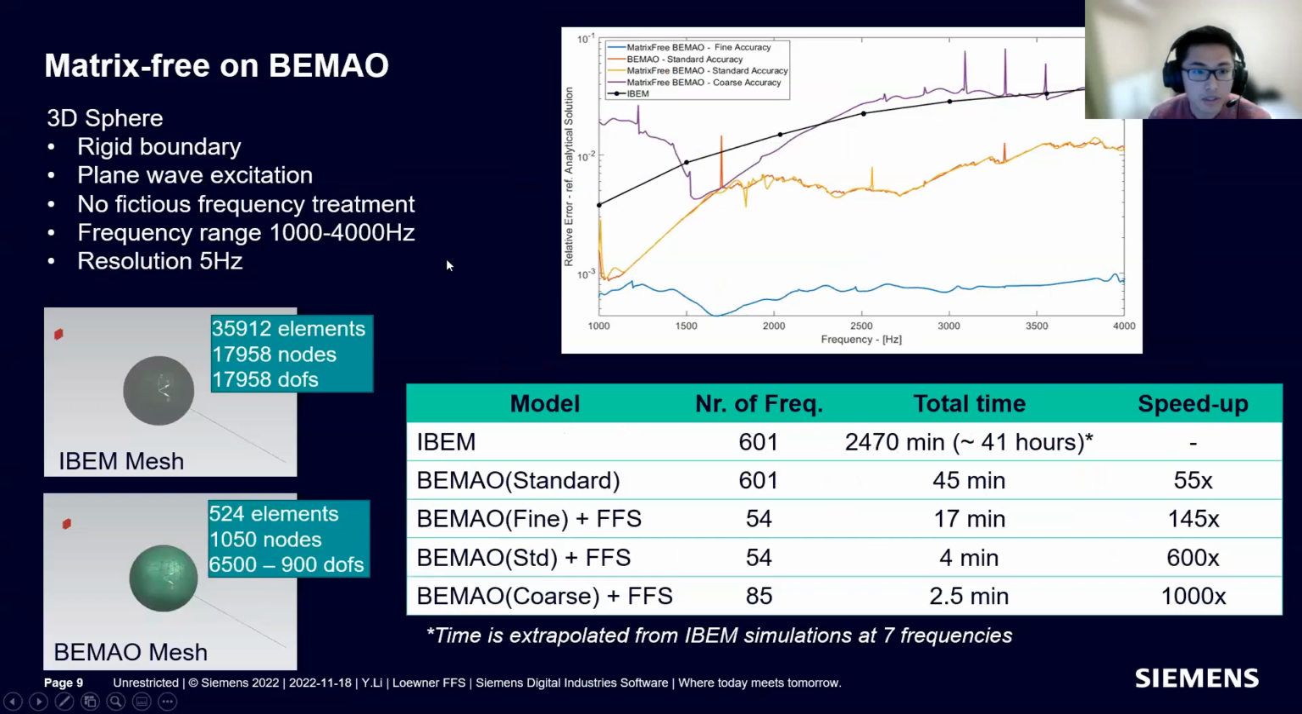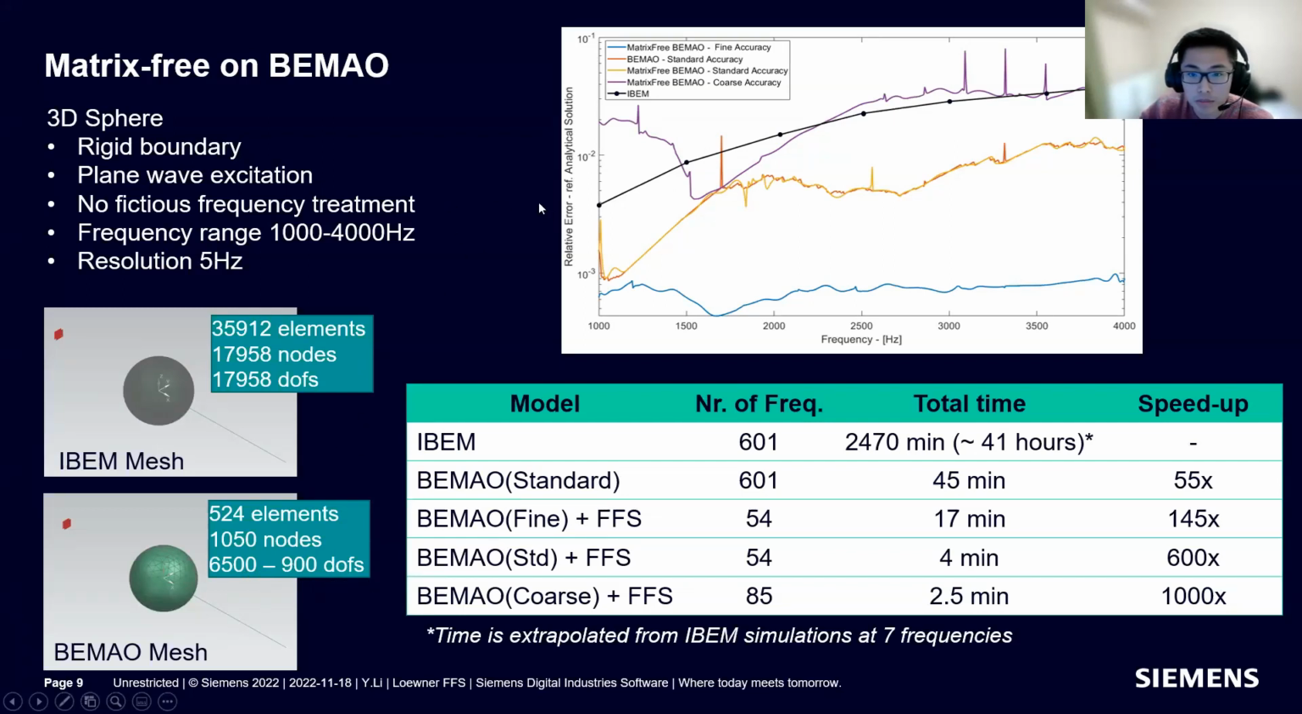The last example is on BEMAO. Here we consider the same sphere from Onur's presentation. And in the classical indirect BEM mesh, we end up with 36,000 elements. Using BEMAO, we can significantly reduce the element number to roughly 500. Since BEMAO provides an optimized solution at different frequencies, the size of the BEMAO model also changes according to the frequency. In the end, we have a model size of 6,500 to 900 DOFs at low frequency.